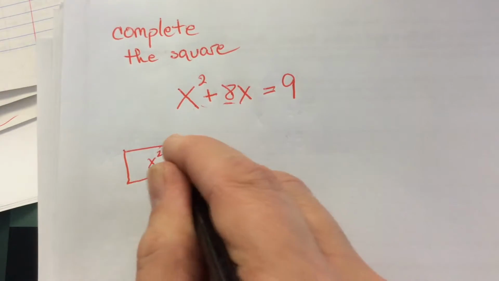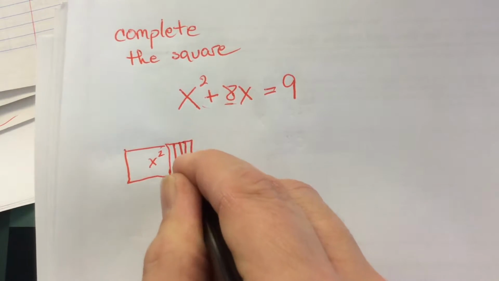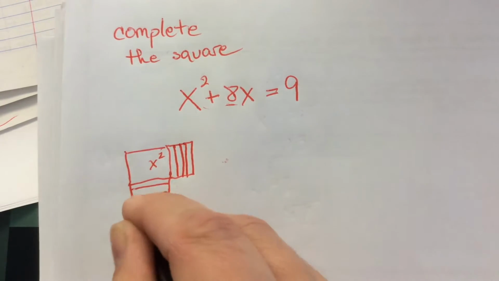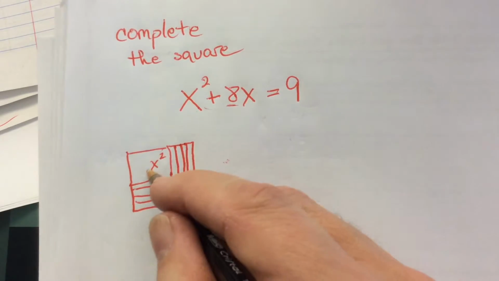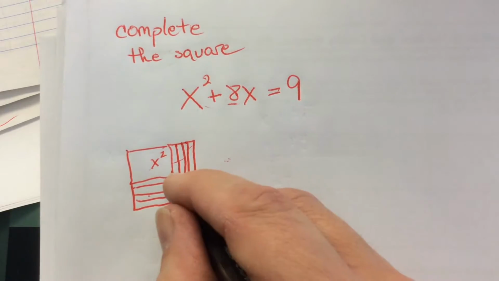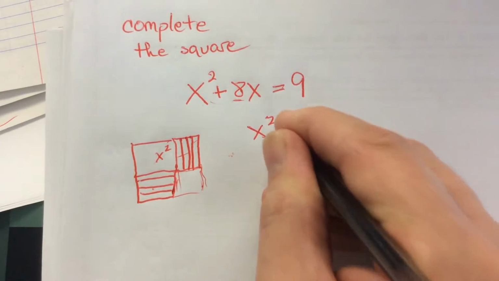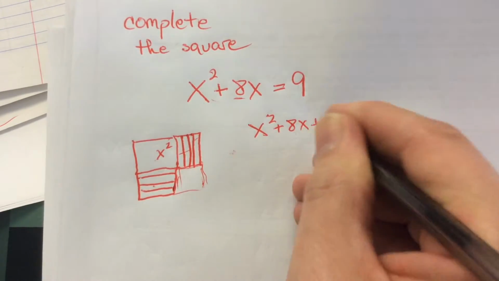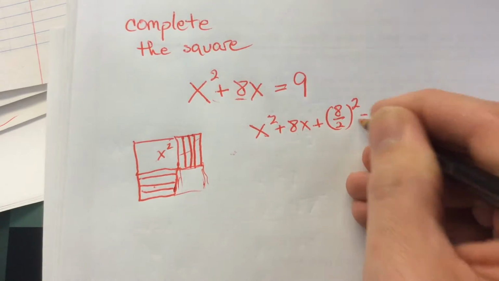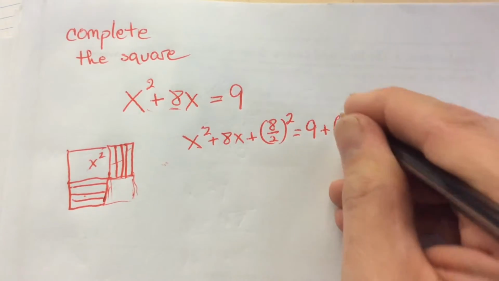Here's my x squared. Here's my 4 x's, and my other 4 x's over here. Right? There's x squared and 8x. And what I need to fill in here is 4 by 4. I need 16 ones. So this is x squared plus 8x plus 8 over 2 squared. And in order to keep the equation balanced, I have to add the same thing to both sides.